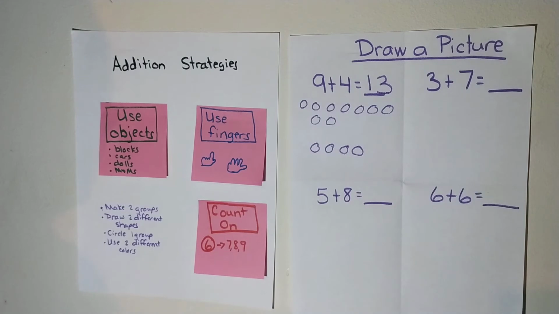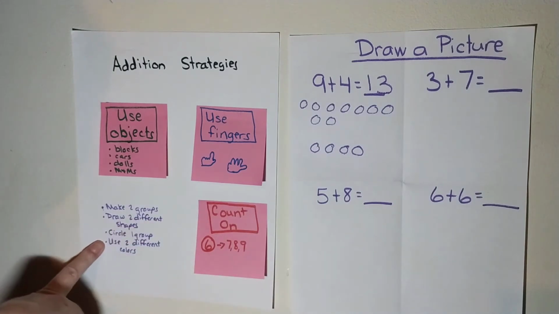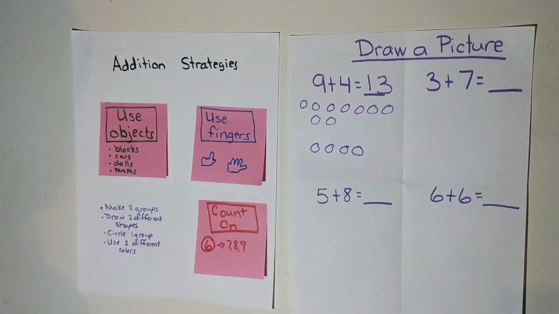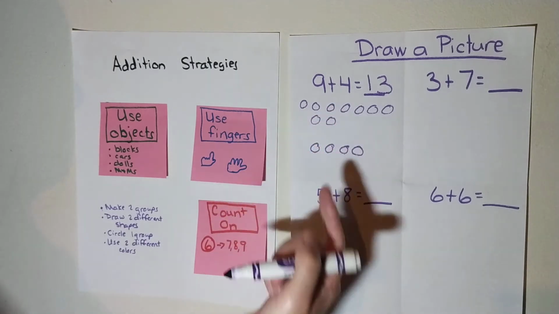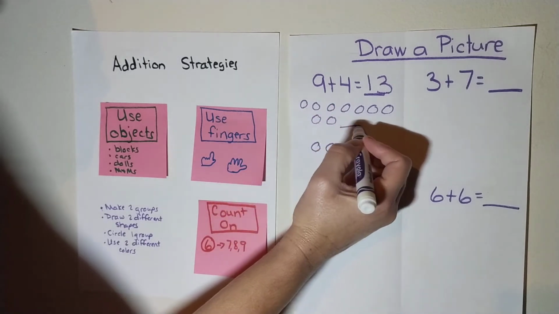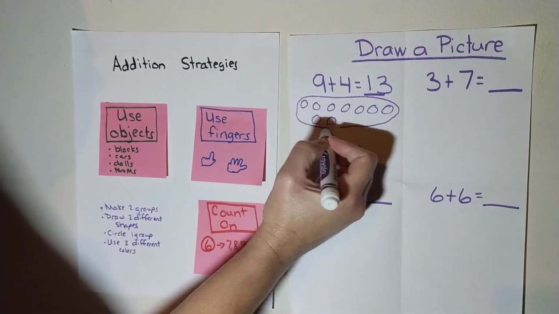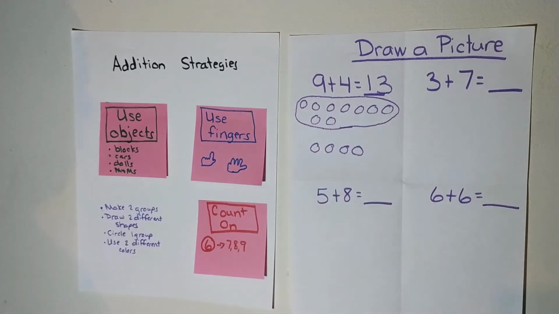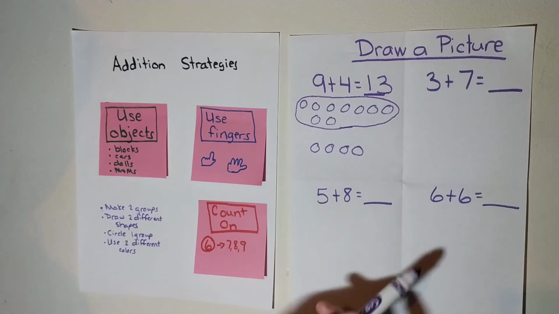All right, one of the other ways it said we could do it, it said we could circle one of the groups. So when I was doing this one, I could have circled my 9 to keep it separated from my 4 to make it easy to see. All right, let's try another one.